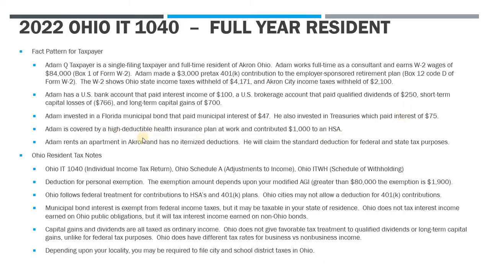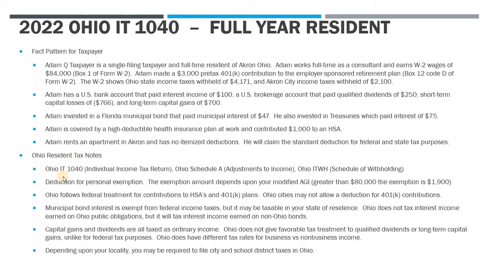Now, for insurance here, he's covered by a high deductible plan at work, so he's eligible to open an HSA, and so he put $1,000 into his HSA during the year. And as far as living conditions, he rents an apartment in Akron, and he has no other itemized deductions. So he's just going to be claiming the standard deduction for both federal and state income tax purposes.